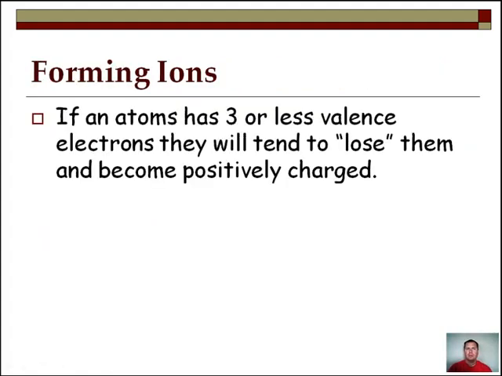Okay, how do we form ions? Well, there are 2 general rules we want to go over. If an atom has 3 or fewer valence electrons, they tend to lose them and become positively charged.